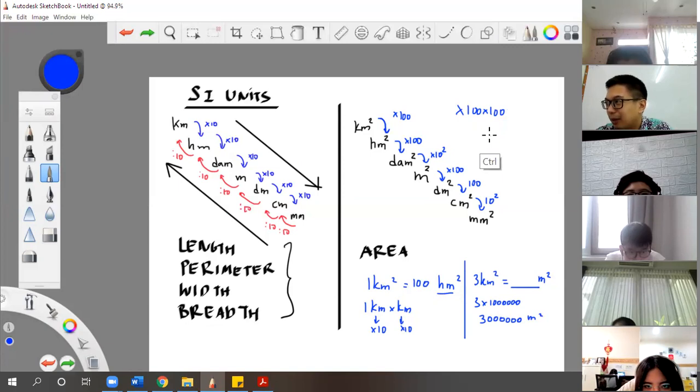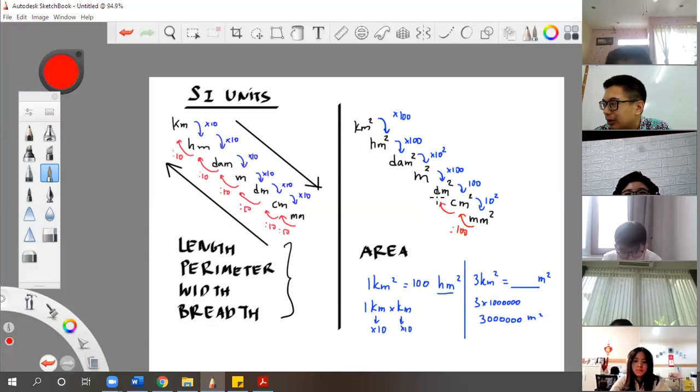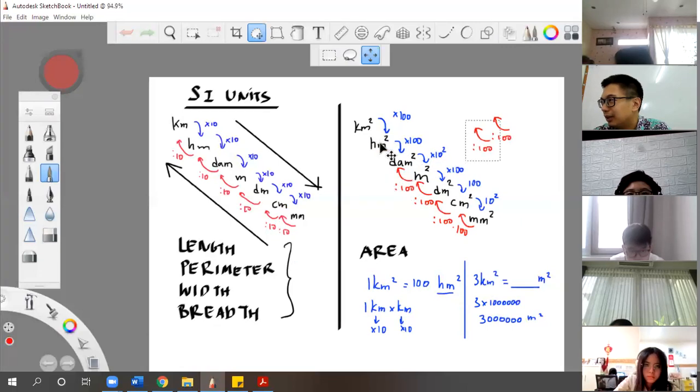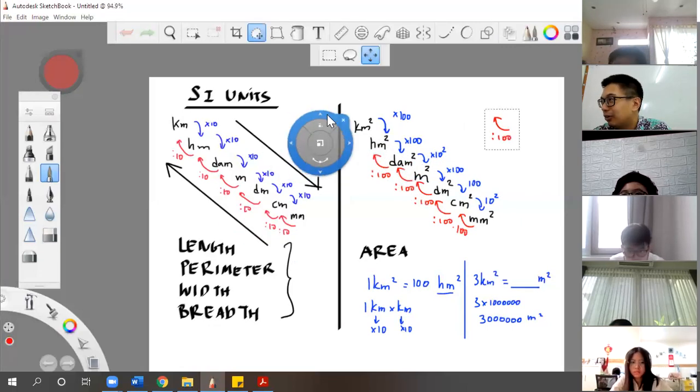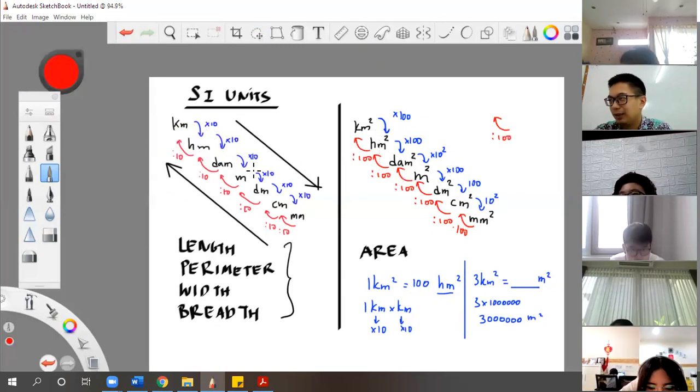Okay, it's still understandable. Now if I want to go up, it's the same but you divide, by 10 square or 100, and so on. I am too lazy to write down everything. Or divide by 10 square. Or you can put it over 100 or over 1 million and so on.